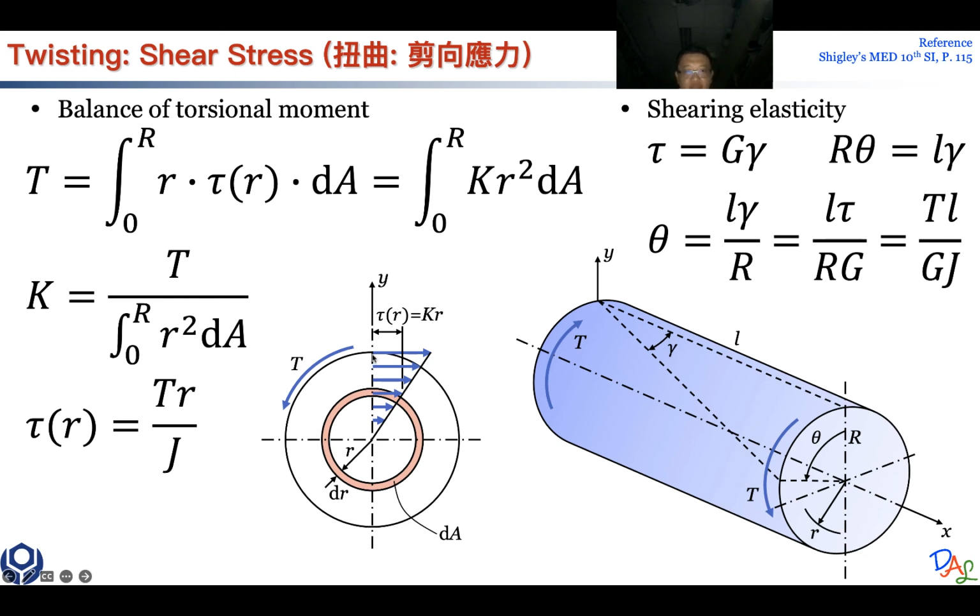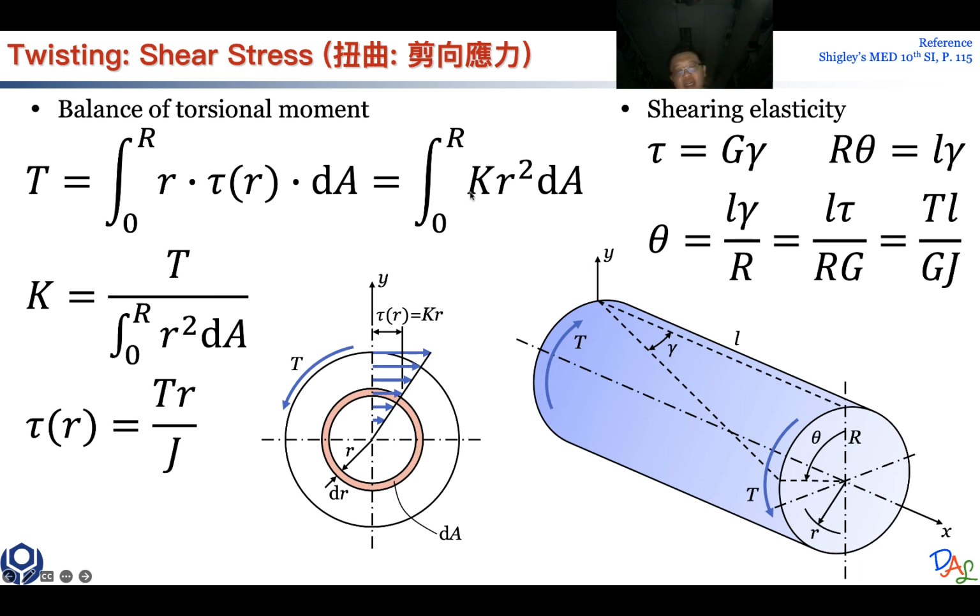r, and at the end we have a total sum of the right hand side as the clockwise moment that is due to the shearing stress inside the material. So that's how we end up with this. And then we know tau equals kr. We can put kr back to here. So we end up with kr squared inside the integral.